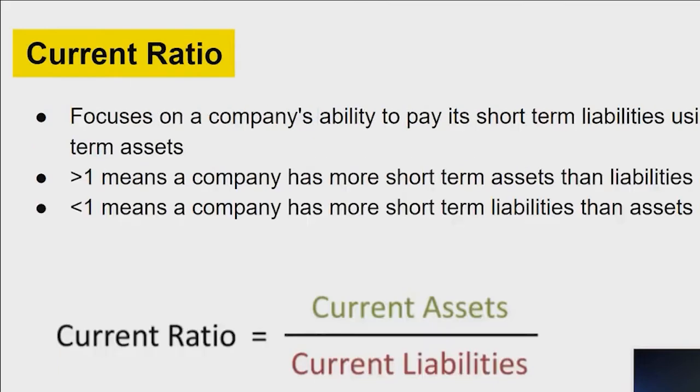Current ratio is a company's ability to pay its short-term liability using its short-term assets. So greater than 1 means a company has more short-term assets than it does liabilities, and that tends to be a good thing. Less than 1 means a company has more short-term liabilities than assets.